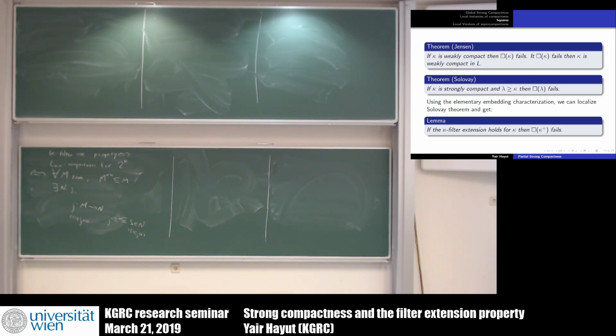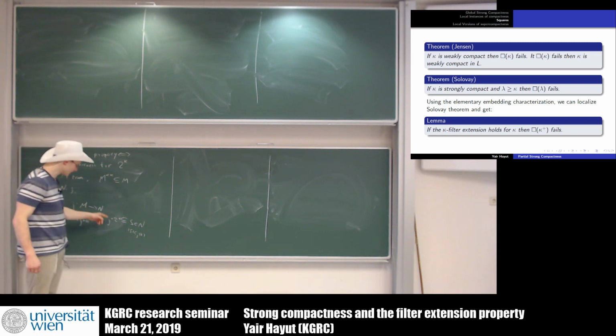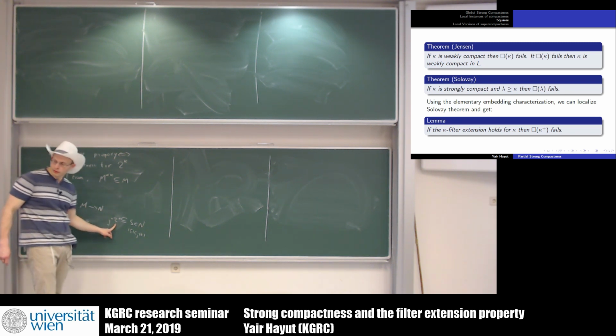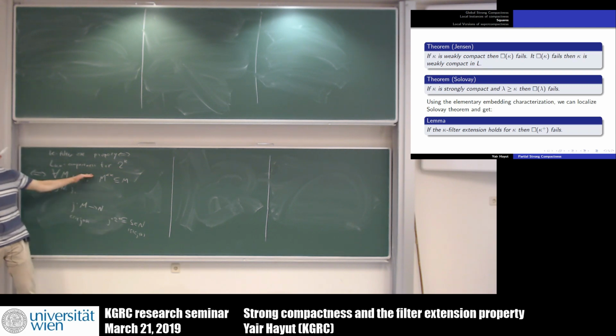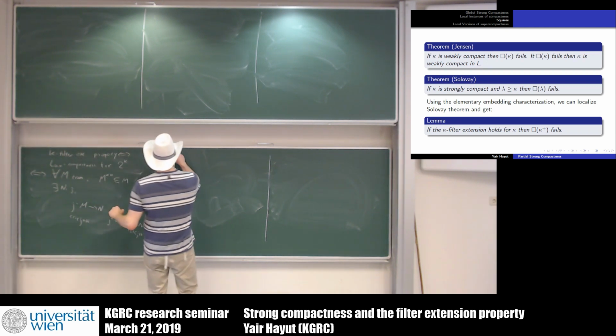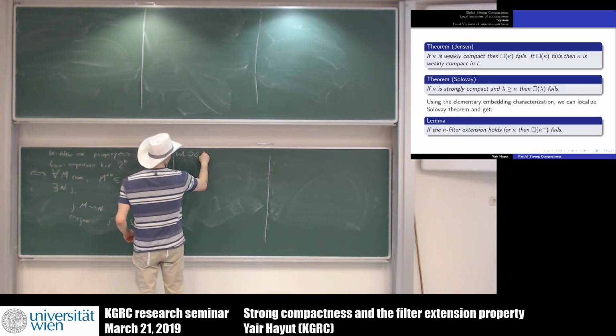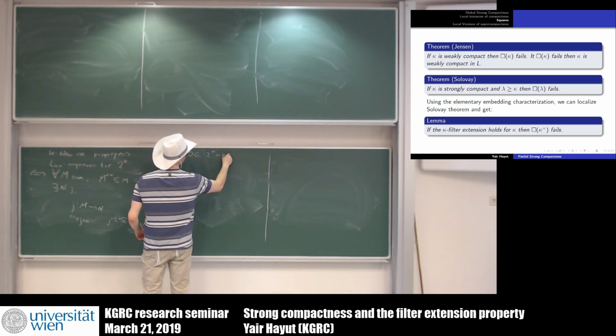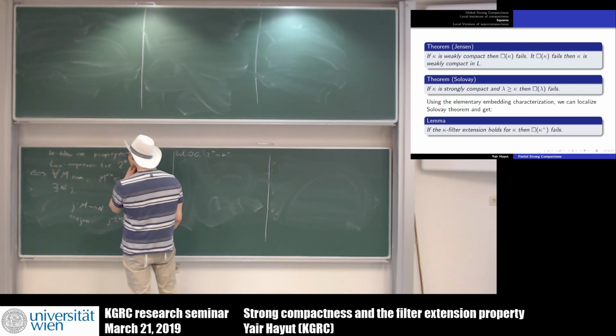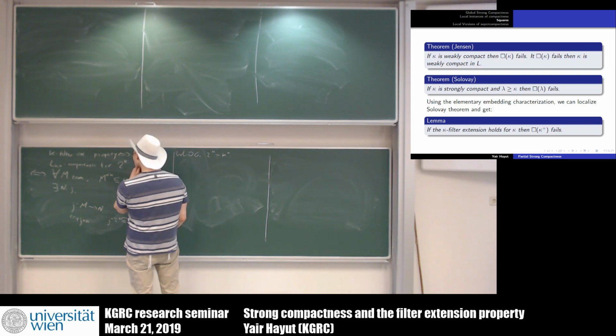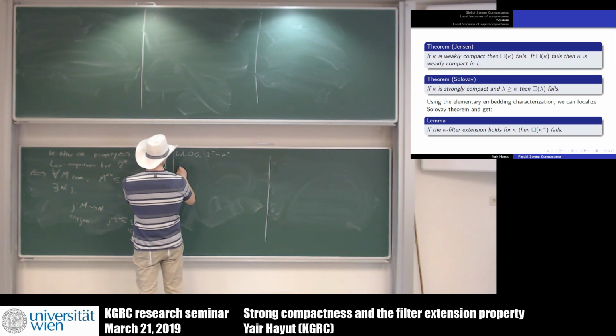Let's assume for simplicity that 2 to the kappa is simply kappa plus, because clearly this property is downwards absolute. If we take something which is smaller than 2 to the kappa, clearly it will hold for it as well. So let's do this for kappa plus. How do we do this? So let's assume that there is a square sequence.